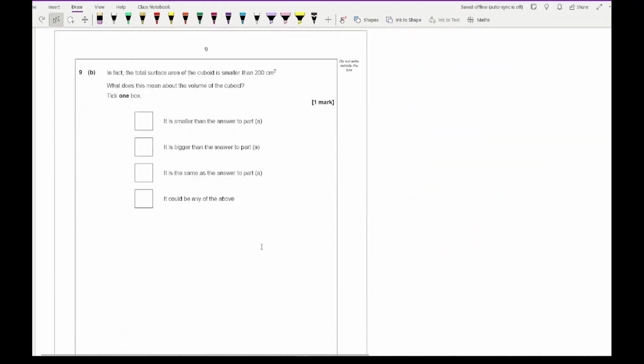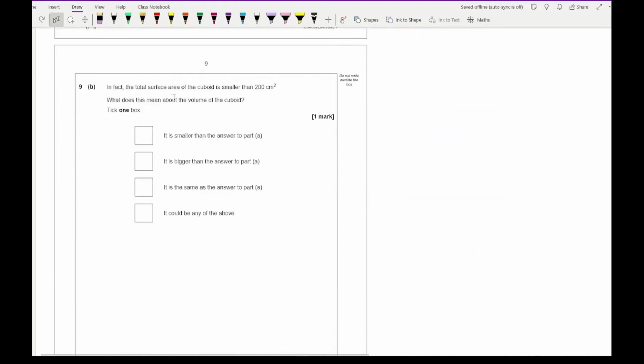Then the next question says, if in fact the surface area of the cuboid is smaller than 200 centimeters squared, what does this mean for the volume of the cuboid? So is it smaller than part A, bigger than part A, the same, or could it be either? Now for this, obviously if the surface area has got smaller, that means the volume is going to be smaller, so we're looking for the top option.